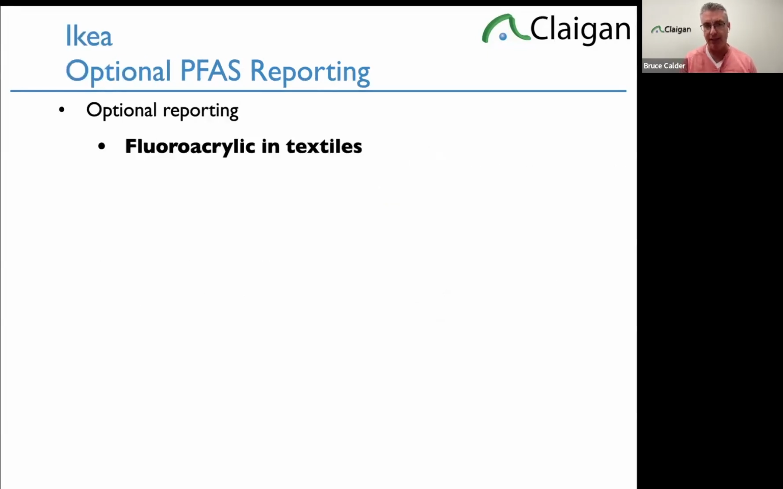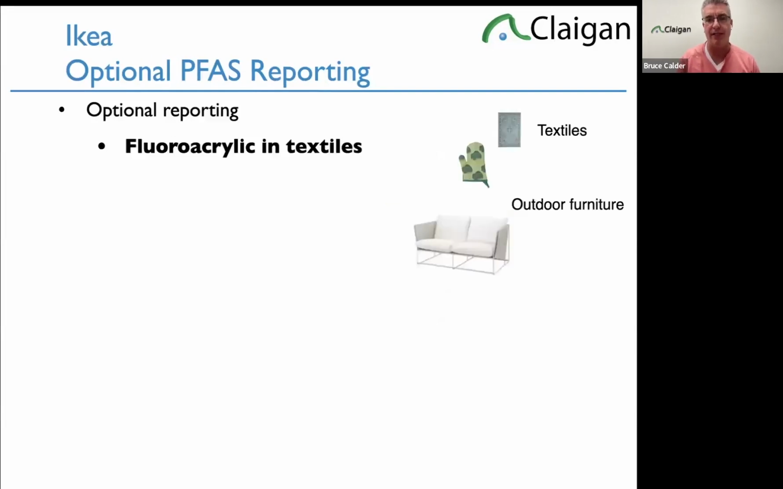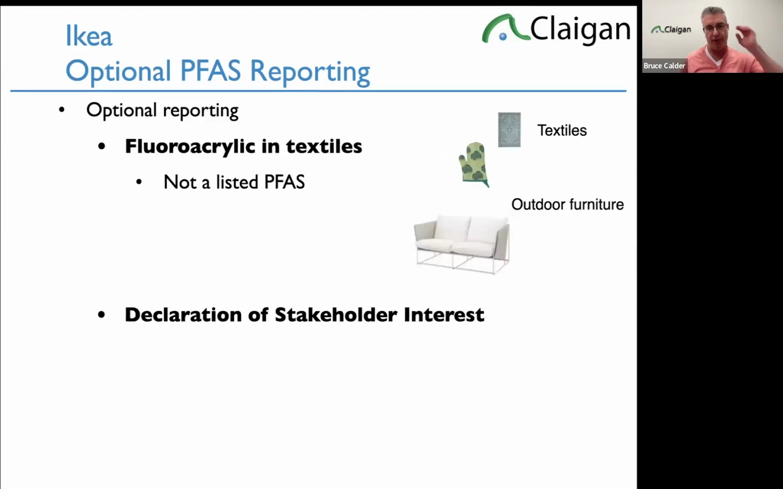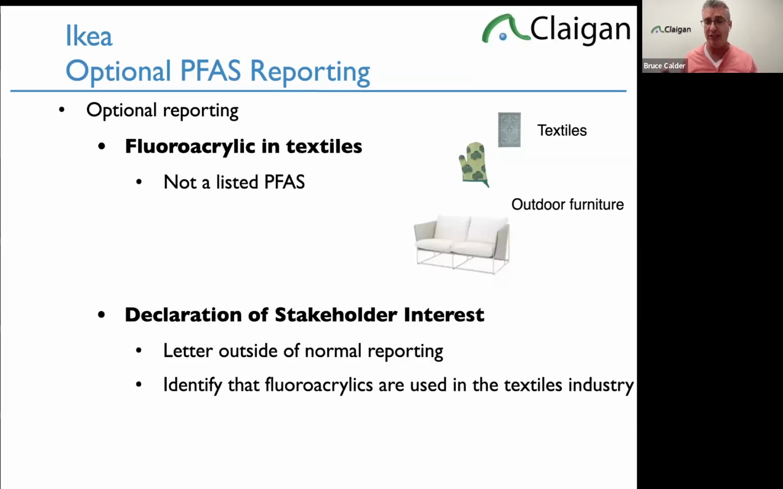But optionally, they probably report their fluoroacrylics in textiles. They're not a list of PFAS. They do a declaration of stakeholder interest. It's not in the reporting form. It's a separate thing. You don't even have to say you use it. It's up to them what to do in this case. This is all public stuff. But the recommendation we normally give is to give them a letter, called the declaration of stakeholder interest, outside of the normal reporting form, and identify that fluoroacrylics are used in the textiles industry. You don't even say you use it. You say it's used in the textiles industry.